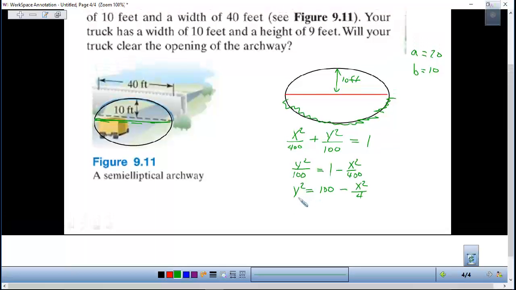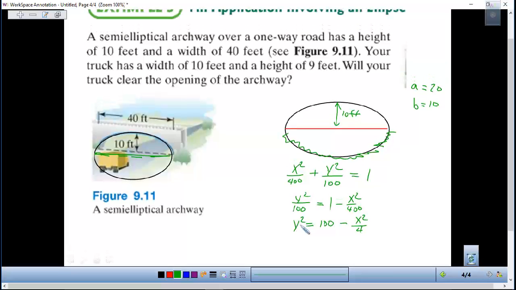All right, now at that point, what do we know? Well, we need to solve for y, not y squared. So we're going to take the square root of both sides. If we look at all possible solutions here, we've got to remember that anytime we take a square root, we're taking a plus or minus. And that would be plus or minus the square root of 100 minus x squared over 4.